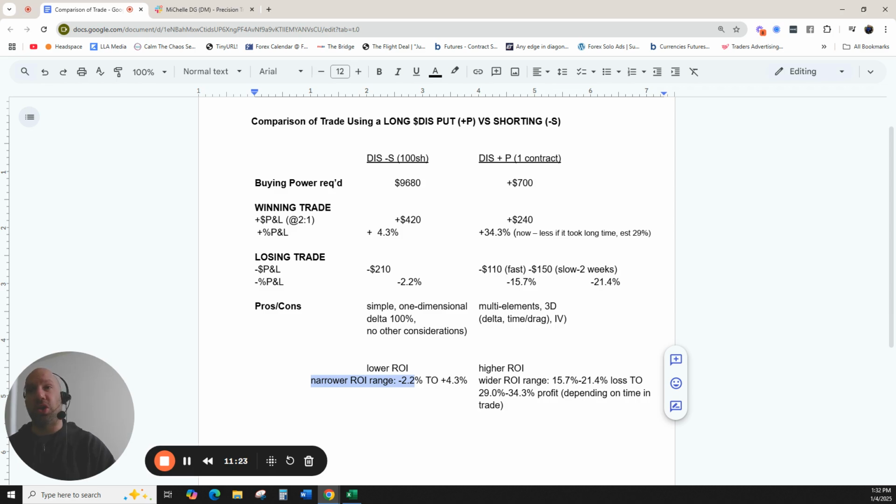You just have to decide what kind of trader you want to be, right? Here, the wider ROI range, 15 to 21% loss. Let's just go with the 15% since we have the black and white of the trade. So we know it didn't do that, right? To a 30 to 35% profit, depending on the time that you were in the trade. Okay, so you have to decide which is better for you.